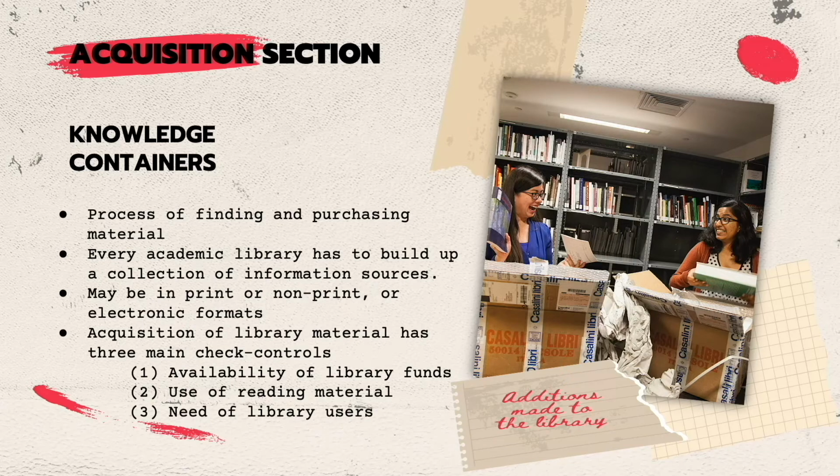Functions of the acquisition section include selection, ordering, receiving supplies, making record entries in the stock register, accessioning, and processing the bills for payment. Acquisition of library material has three main check controls, namely, first, availability of library funds, second, use of reading material, and third, need of library users.